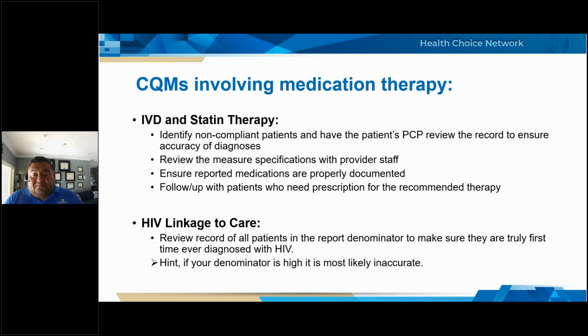HIV linkage to care. Review the record of those patients in the reporting denominator to make sure that they are truly first-time-ever diagnosed with HIV. A key hint here is if your denominator is really high, you're probably misdocumenting somewhere, and it's really important to do that audit in order to really make sure that your numbers are accurate. Next slide, please.